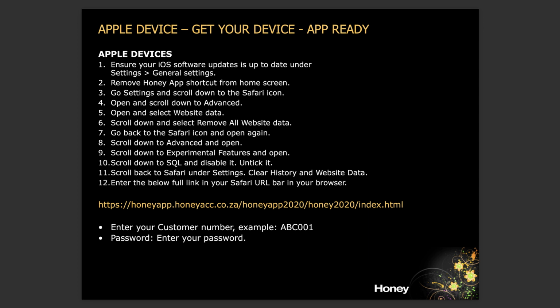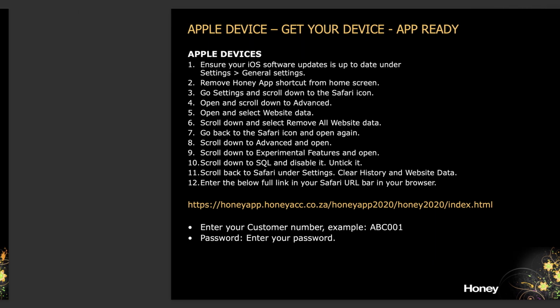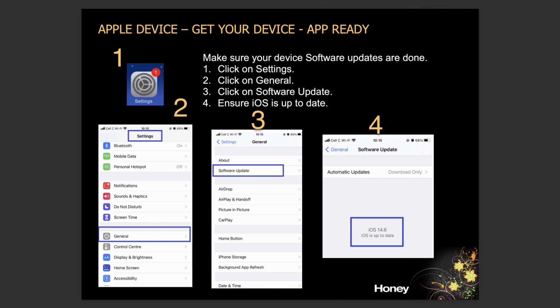The HTTPS link is provided for you, so you can copy and paste it or just retype that in your URL bar. And then you enter your customer number, example ABC001, and you can enter your password as given to you by Etienne.